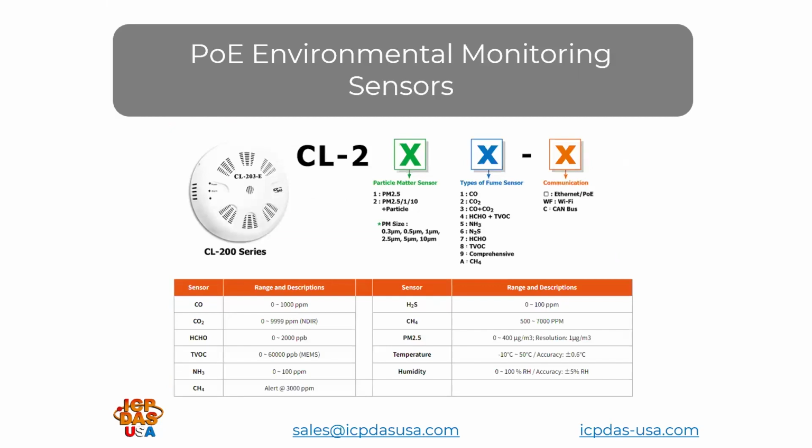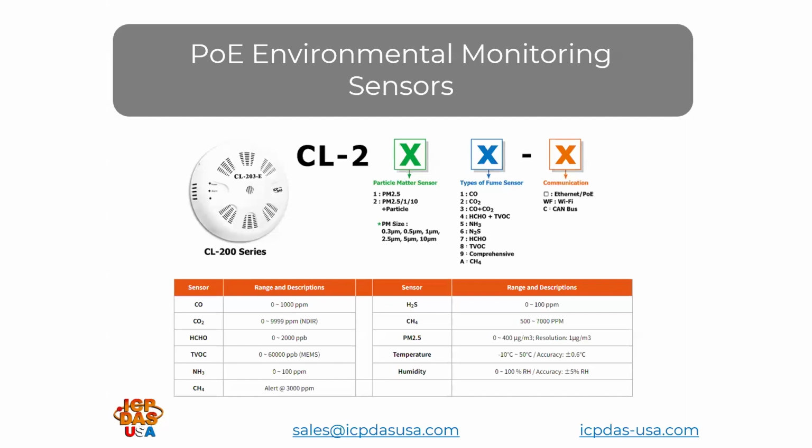Then we have our CL200 monitoring systems. These are environmental and gas detection. So we have sensors for various different gases. There's carbon dioxide, carbon monoxide, formaldehyde, which is very popular in the furniture industry, and a few other gases and chemicals that you want to prevent exposure to.